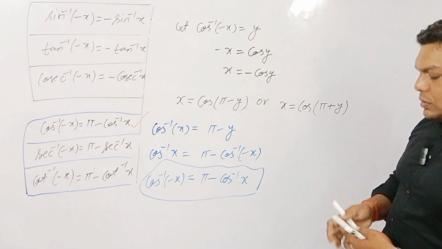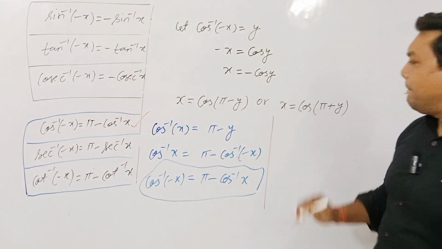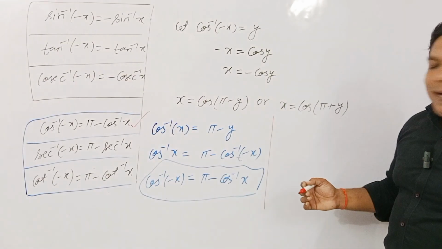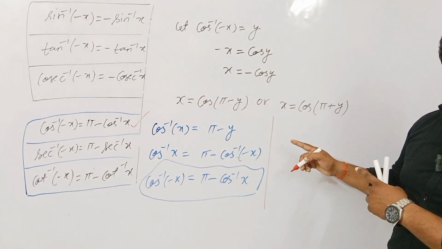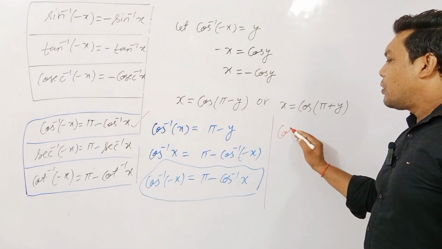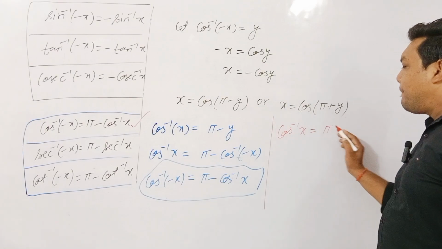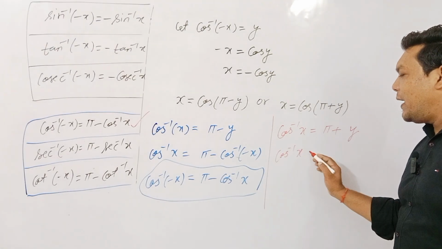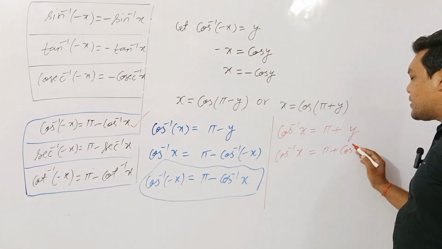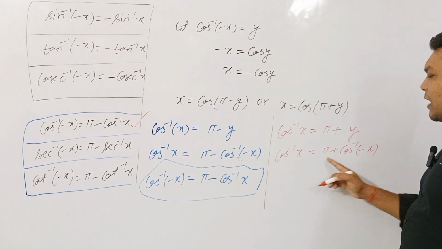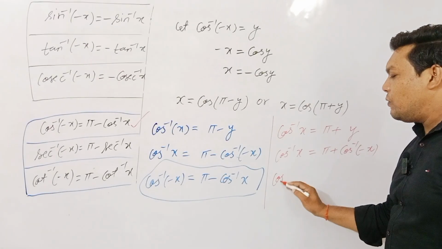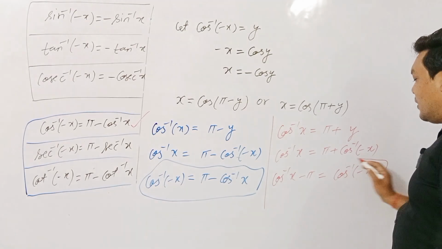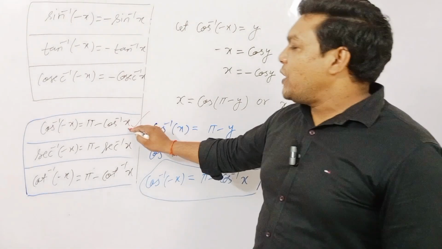Now let's see the other one. X is equals to cos of pi plus y. Now what should we do? Again, take cos inverse of both sides. What will you get? Cos inverse of x is equals to pi plus y, so cos inverse of x is equals to pi plus cos inverse of minus x. Now if you take pi to the other side, it is cos inverse of x minus pi is equals to cos inverse of minus x. We are getting two answers, but here we are using only one formula.